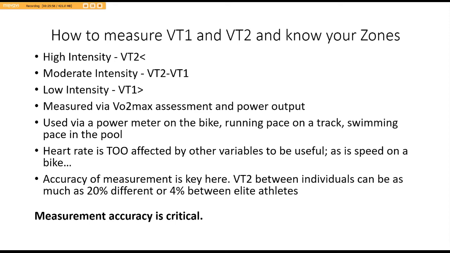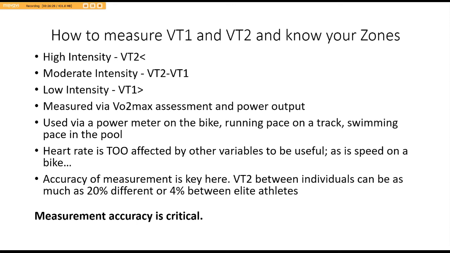So understanding that intensity distribution is really important. 20% of your training volume can be high intensity as a rule of thumb. 80% can be low intensity. You need the low intensity in order to be able to train at the high intensity. Too much training at a moderate level or between VT2 and VT1 can leave the body feeling depleted, and therefore the individual cannot get through to high intensity. So it's a polarized model of training.